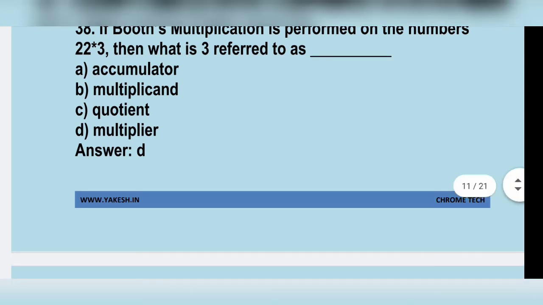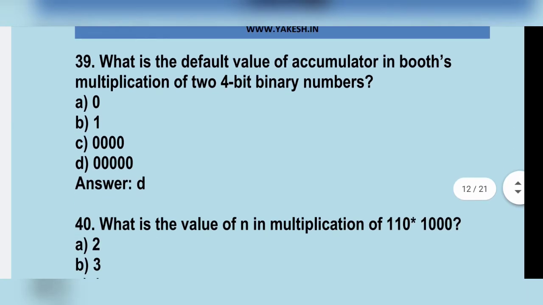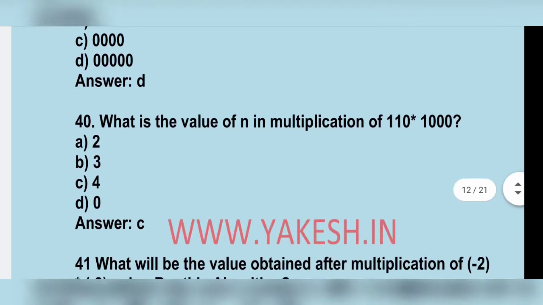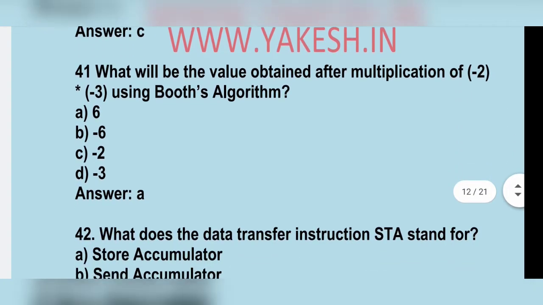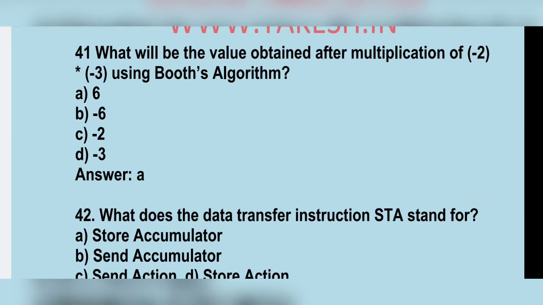Option D, multiplier. What is the default value of the accumulator in Booth's multiplication of two 4-bit binary numbers? Option D is the correct answer. What is the value of n in multiplication? Option C, 4. 4 is the correct answer. What will be the value obtained after multiplication of -2 into -3 using Booth's algorithm? Option A, 6 is the correct answer.